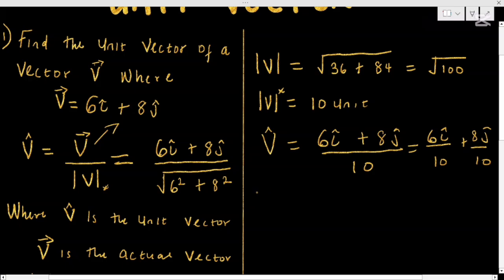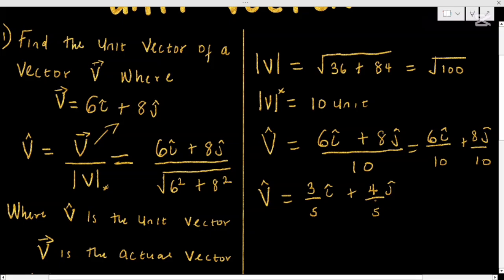And when we simplify, we observe that it will become 2 goes in 6, we have 3, over 2 goes in 10, we have 5, i, plus 2 goes in 8, we have that to be 4, over 2 goes in 10, we have that to be 5j. Which means that this that we have here, 3 over 5i plus 4 over 5j, is the unit vector to the vector v itself.